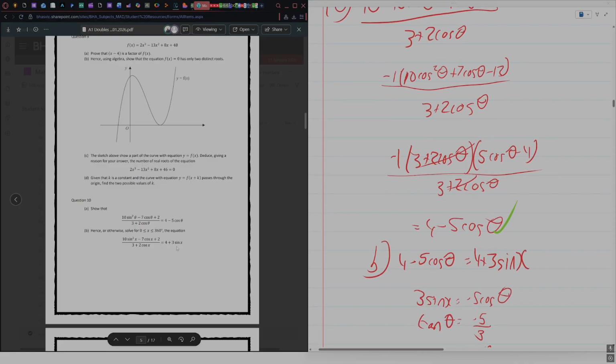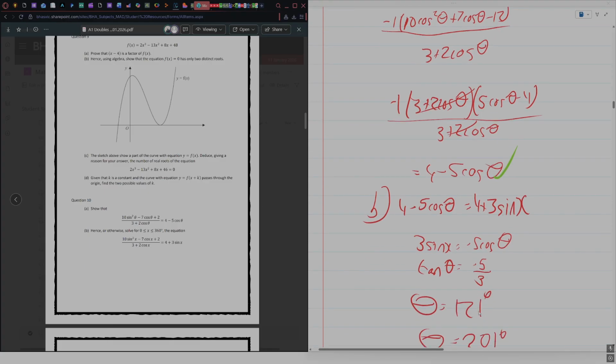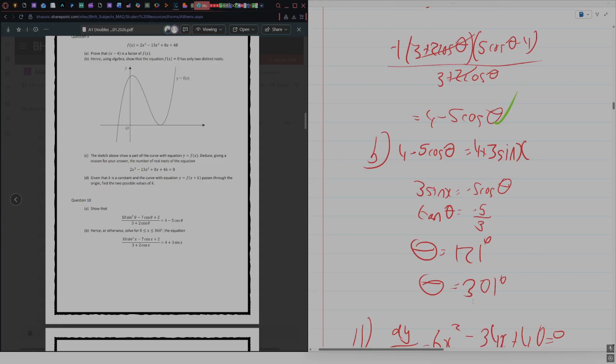And then they always do this where they make you use your previously obtained result and then solve, and then it becomes this, and you just solve for your values. It should be x's, not thetas, actually. That probably would have lost me a mark.